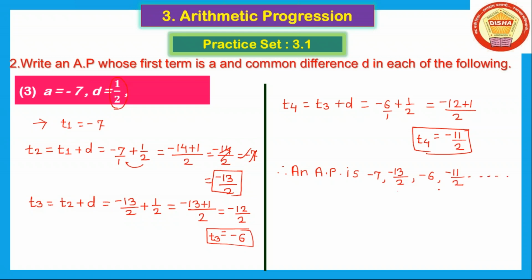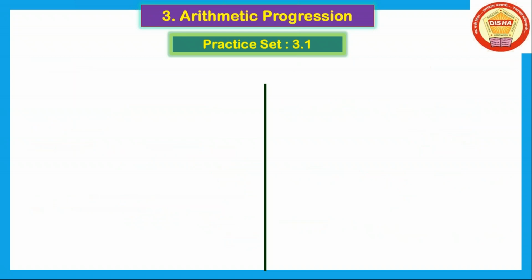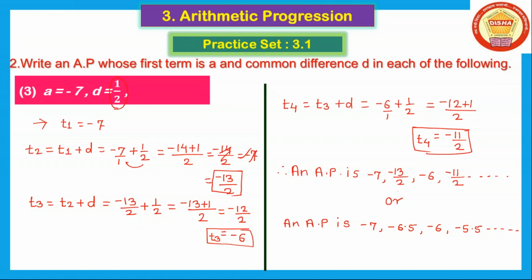Okay. We write these terms in the form of fractions or again we write the answer as here an AP is negative 7. Here we divide this negative 13 by 2, means here it is negative 6.5. Then we take negative 6 as it is and we change this 11 upon 2 in the form of decimal, that is negative 5.5 dash dash dash. Okay. All of you understood this? A is given, D is given, then we have to write AP.